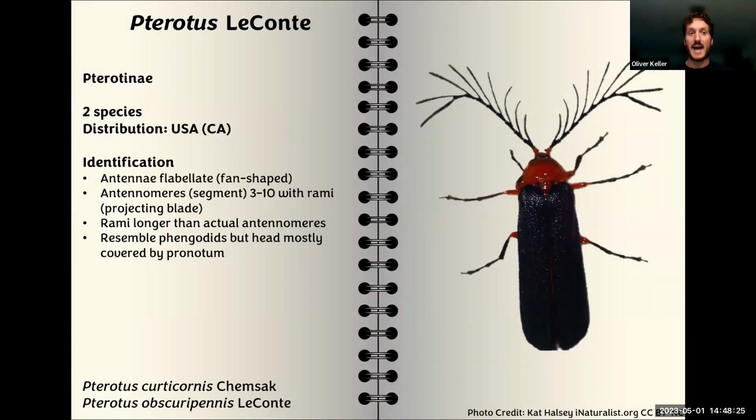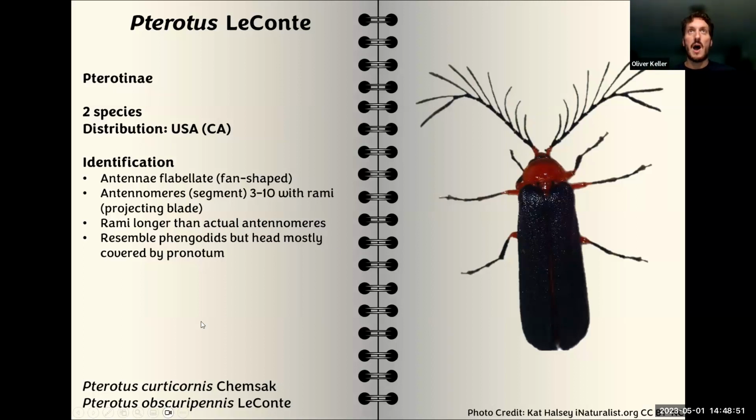So you can probably guess they're day active. These antennae are the flabellate kind, fan-shaped, because they have these very long rami, and those rami arise from segments 3 to 10. The rami by themselves are longer than the actual antennomeres. As you can see here, the antennomeres are fairly short and the rami are way longer.